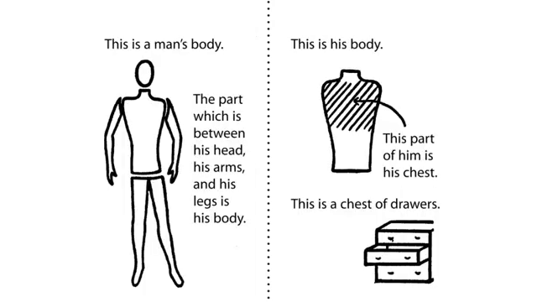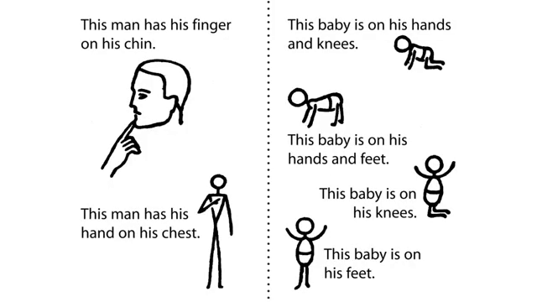This is a man's body. The part which is between his head, his arms, and his legs is his body. This is his body. This part of him is his chest. This is a chest of drawers. This man has his finger on his chin. This man has his hand on his chest.